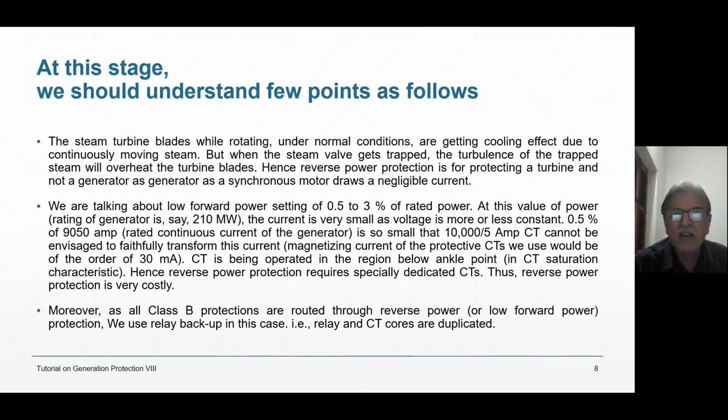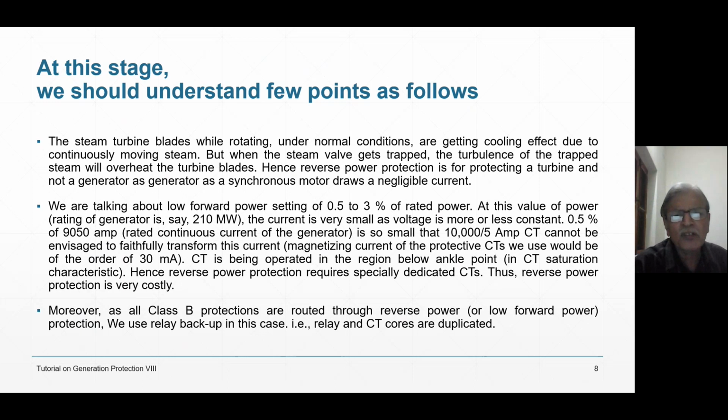This we have never learnt during our studies. I could learn this from one of my students who is working in Siemens and is involved with commissioning of generators. So he talked about this. I'm getting very good feedback from my students who are working in the field. So I get to know how important it is, and that CT is very costly.